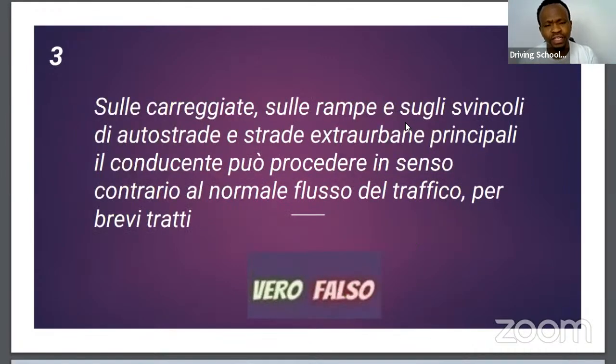While question number 3 says, sulle carreggiate, sulle rampe e sugli svincoli di autostrada e strada extraurbana principali, il conducente può procedere in senso contrario al normale flusso di traffico per brevi tratti. What is our response?